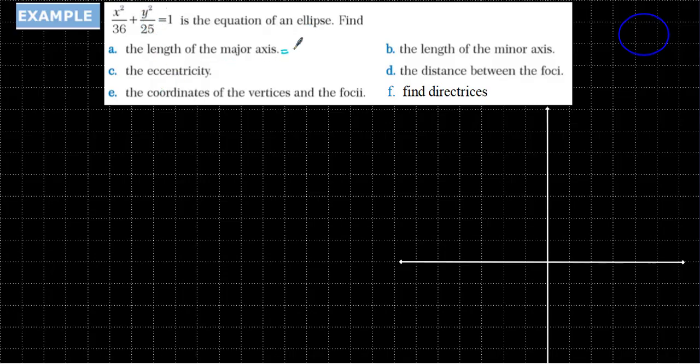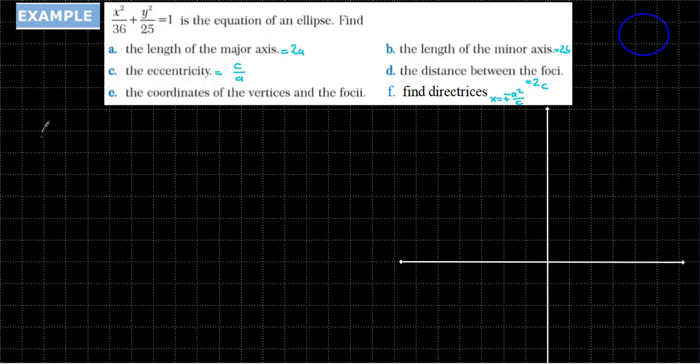From the previous lesson you remember, the length of the major axis is 2a. The length of the minor axis is equal to 2b. And the eccentricity formula was c over a. The distance between the foci is equal to 2c. The coordinates of the vertices and the foci we are going to find when we find the a and b values. And the directrices, if you remember, x is equal to plus or minus a squared over c was the formula. Okay, let me continue with this question.